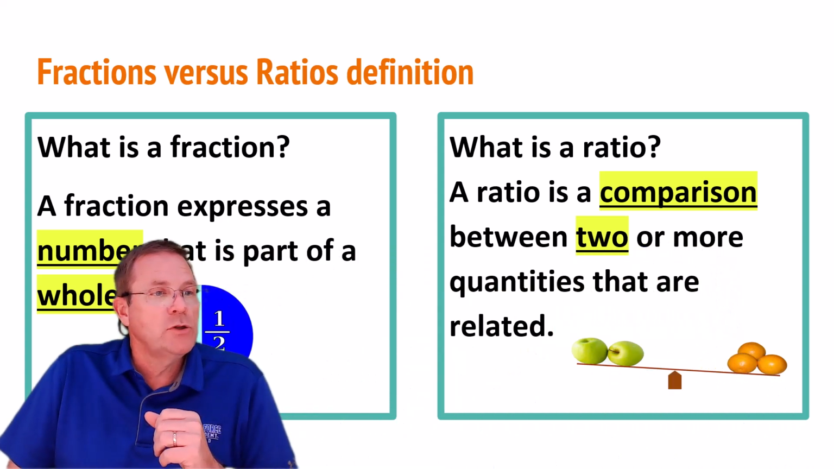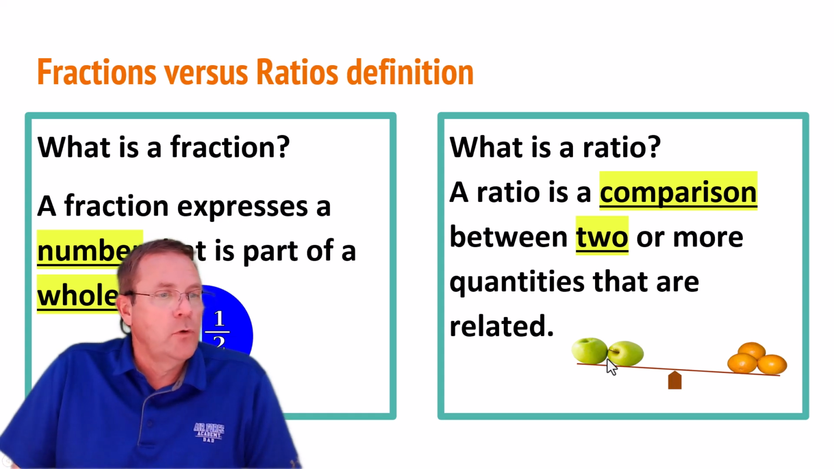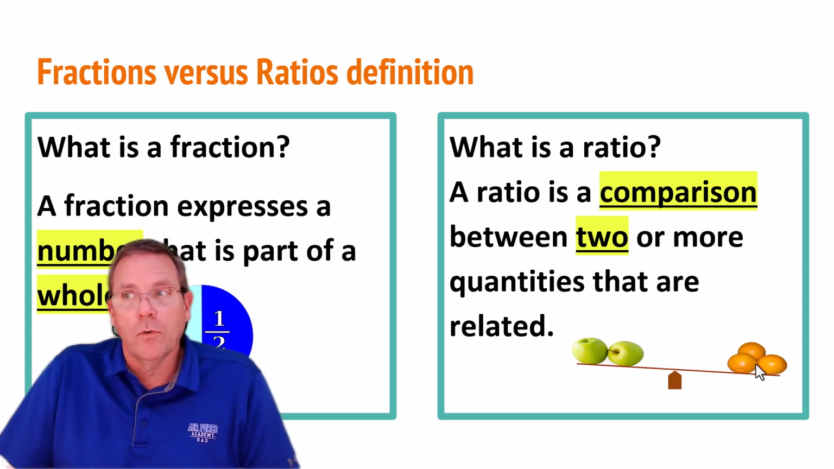Meanwhile, a ratio is going to be a comparison of 2 or more quantities that are related. So we've got 2 apples to 3 oranges. They're similar, but they're also very different. So we have 2 or more quantities.